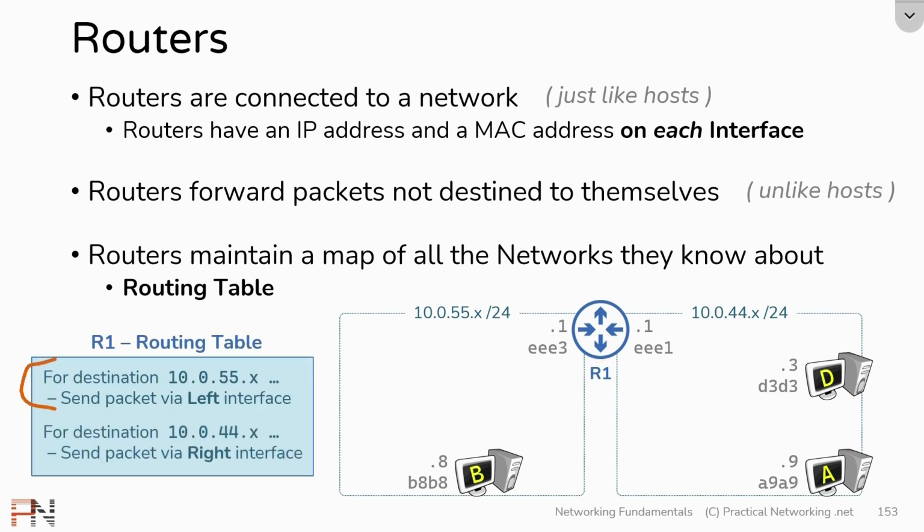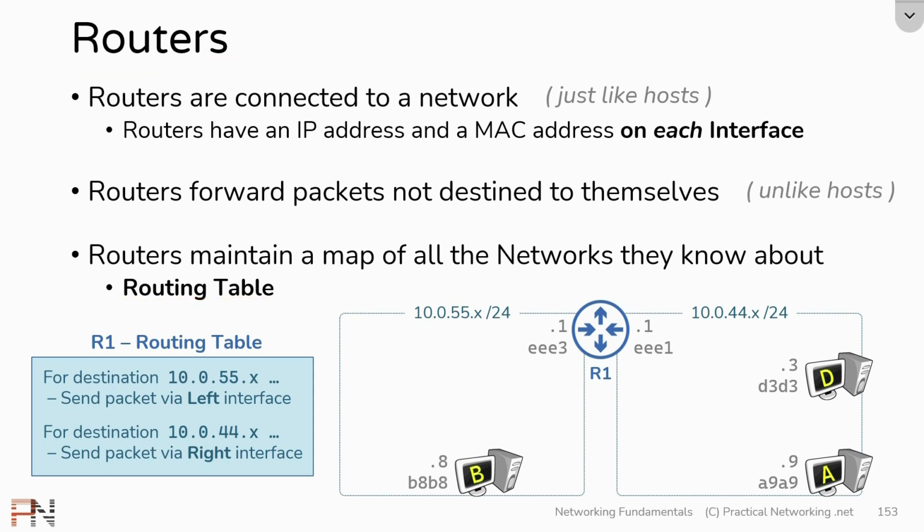The first route will tell router 1 that to reach anything in the 10.0.55.x network, router 1 should send that packet out the left interface. And the second route will tell router 1 that to reach anything in the 10.0.44 network, router 1 should use its right interface. Normally, the interfaces of the router would be slightly more technical, something like FA0/1 or GIG0/2 or ETH0 or ETH3. But to keep things simple, in this presentation, we're just going to use left and right to indicate the left interface or the right interface of the router. So that is a basic rundown of routers and specifically the routing table.